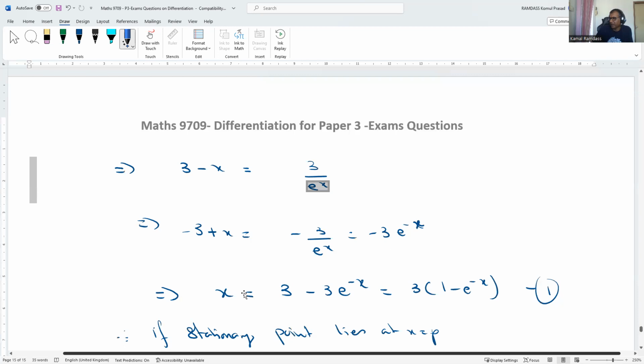Et là, on peut dire minus 3 plus x. OK? Minus 3 multiplied by e to the power of x, minus 3 plus x is equal to minus 3 e to the power of x, is equal to minus 3 e to the power of minus x. Et finally, je gagne x is equal to 3 moins 3 e à la puissance de moins x, et 3 est commun, je gagne 3 times 1 minus e to the power of minus x.